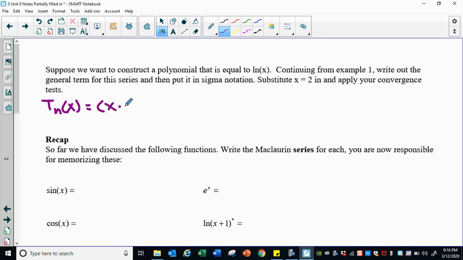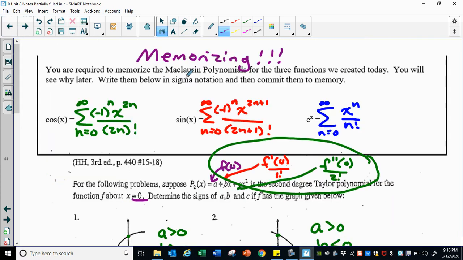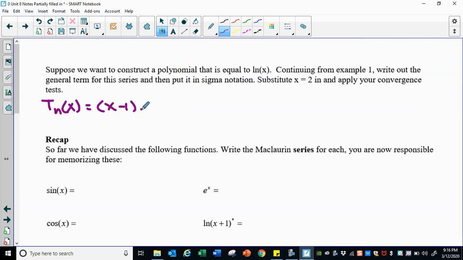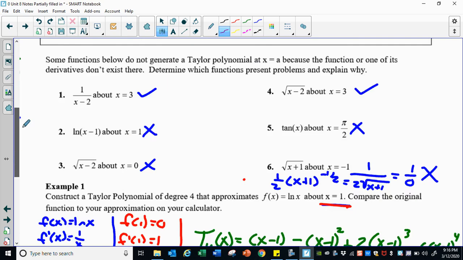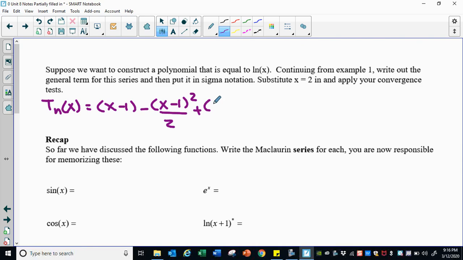It was x minus 1 to the first over 1, and then, actually, I can't remember now. Let's go back. So then minus x minus 1 squared over 2. Let's see. I'm going the wrong way. Minus x minus 1 squared over 2. And then did it alternate, or was something weird happening? Oh yeah, so it's alternating. So x plus x minus 1 cubed over 3 minus x minus 1 to the fourth over 4.